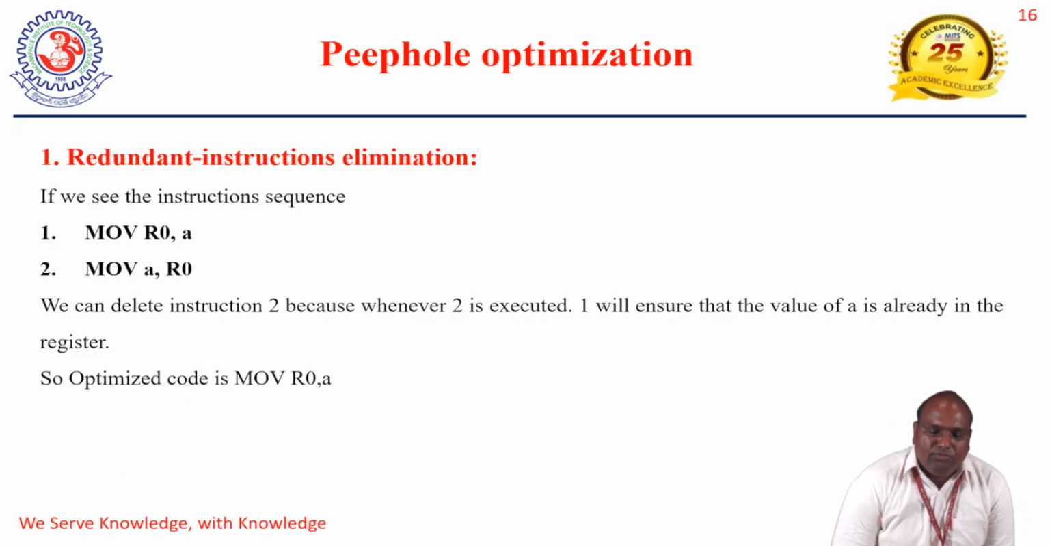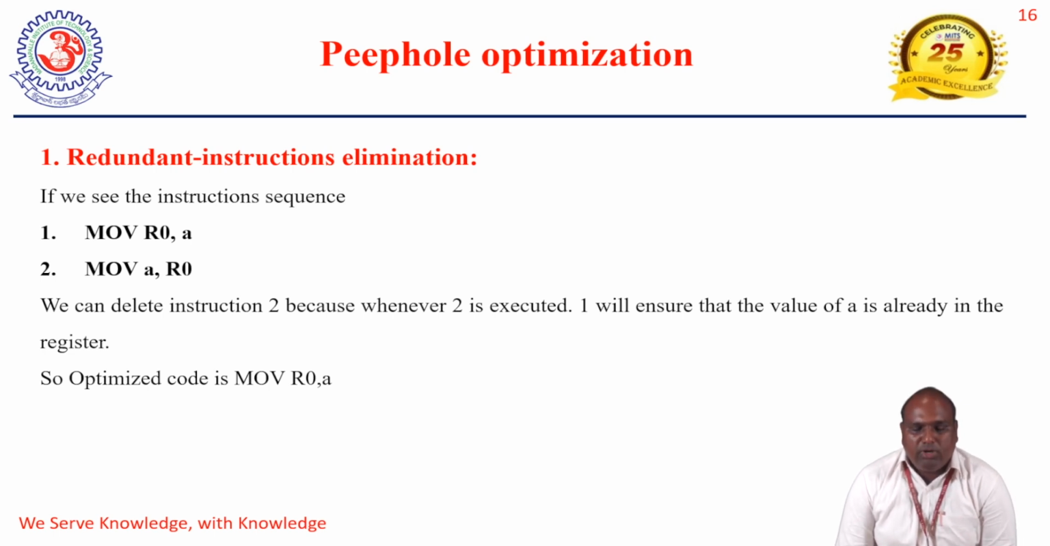First, coming to the first optimization technique. First one is instructions elimination. If you see this example, 2 instructions are there: Move R0, A. Next, Move A, R0. If you remove instruction 2, why? Because after instruction 1, the output of the 2 instructions is the same.